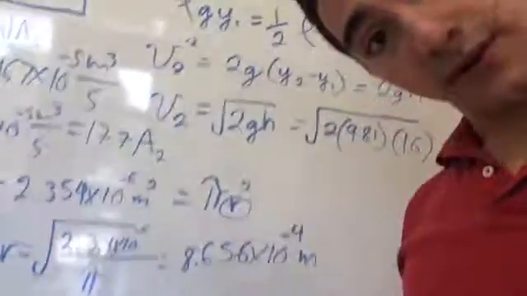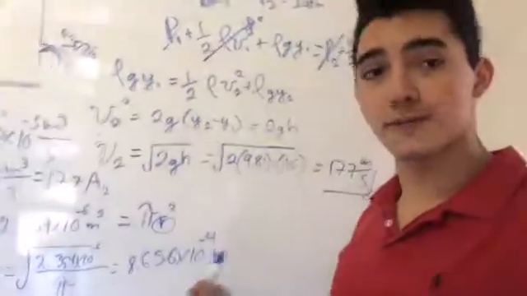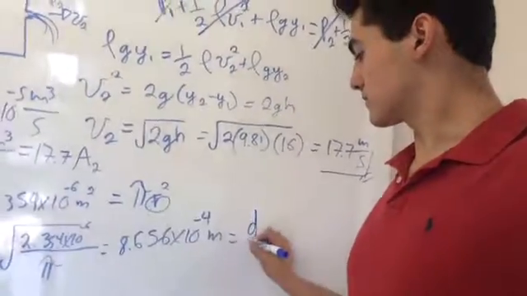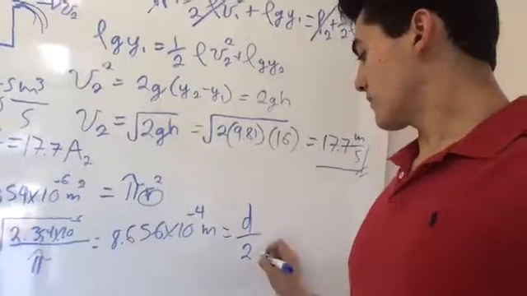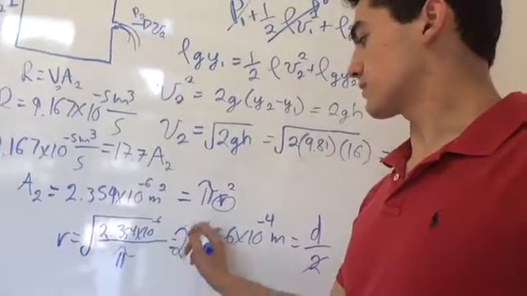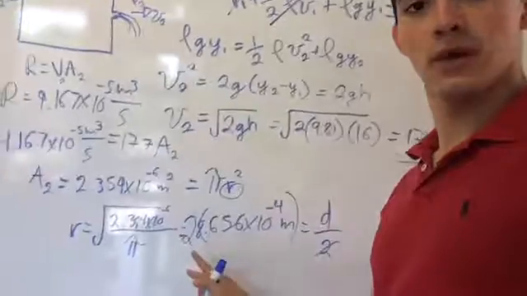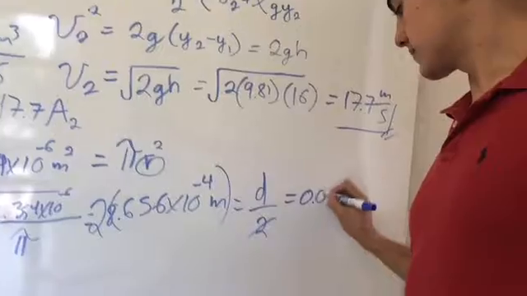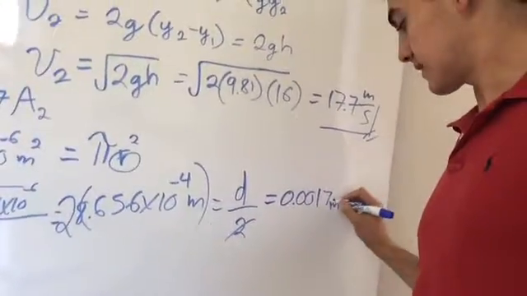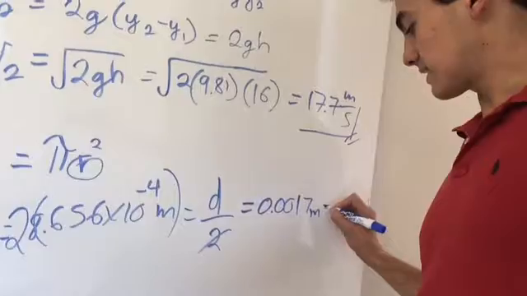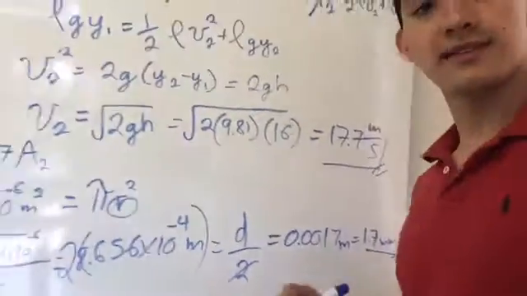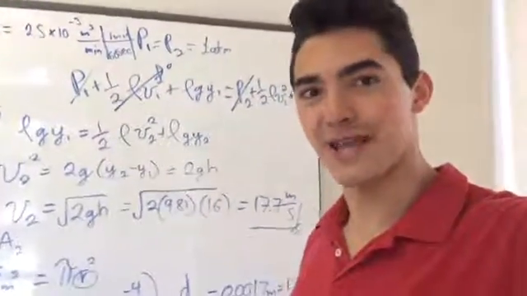But the radius is half of the diameter, so the radius equals the diameter over 2. If we multiply this result by 2, we obtain that the diameter will be equal to 0.0017 meters, which is equal to 1.7 millimeters. And this is how you solve problem 2 of partial 1 of Physics 2.